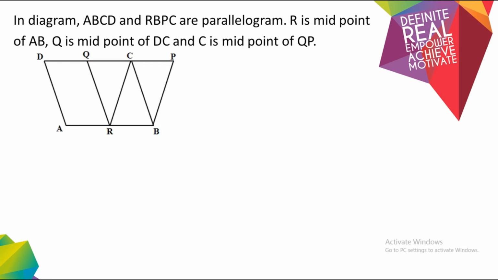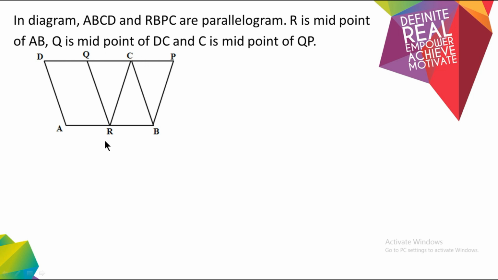Okay, next question. In the diagram, ABCD and RBPC are parallelograms. R is the midpoint of AB and Q is the midpoint of DC. And also C is the midpoint of QP. Since R is the midpoint, that means AR equals RB. Since Q is the midpoint, that means DQ equals CQ. And C is the midpoint, that means QC equals CP.